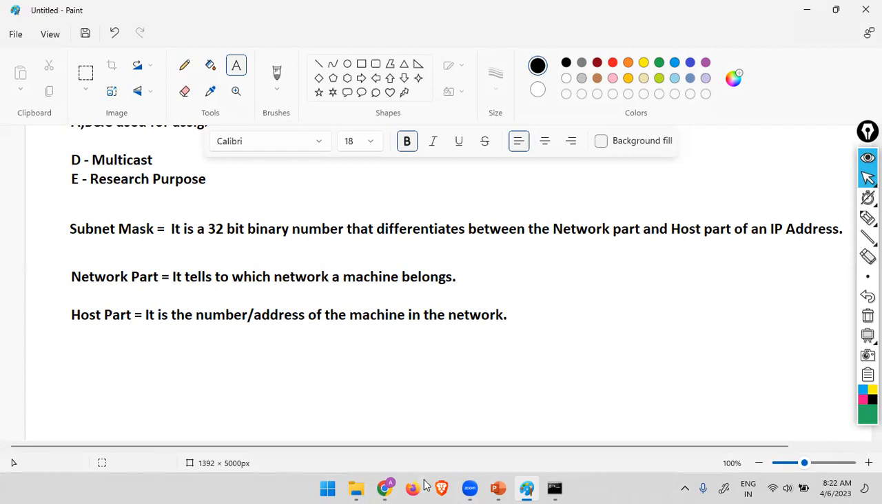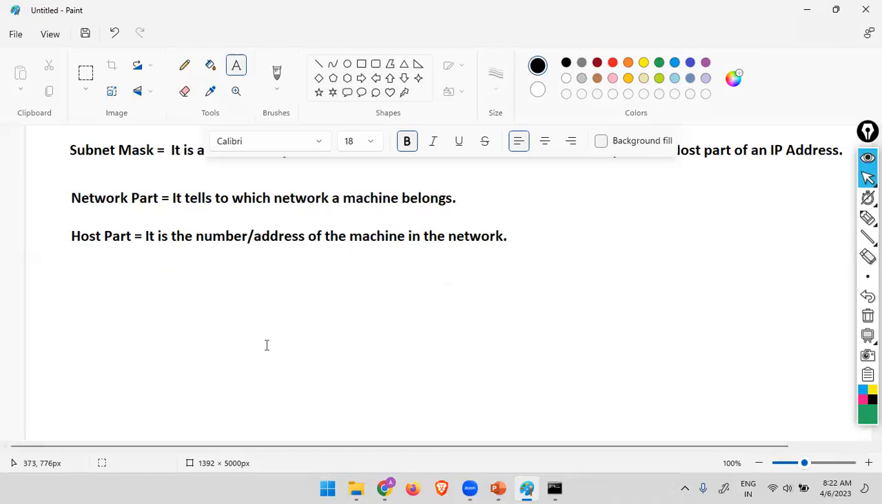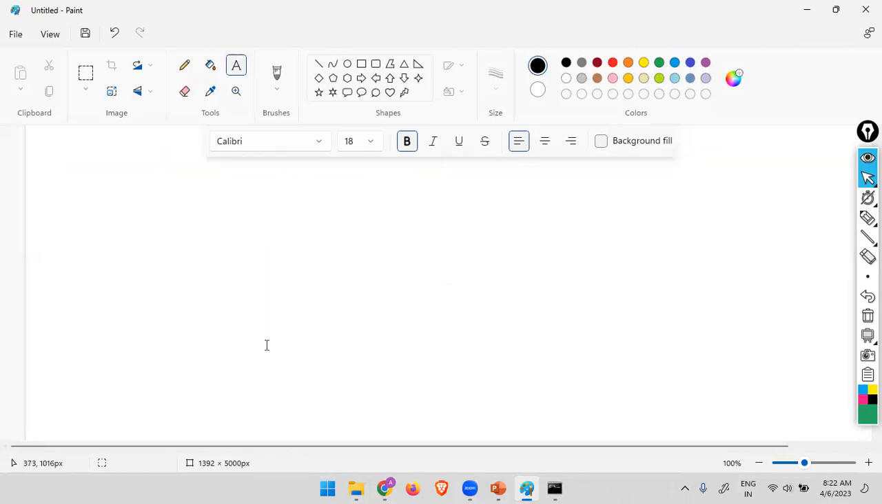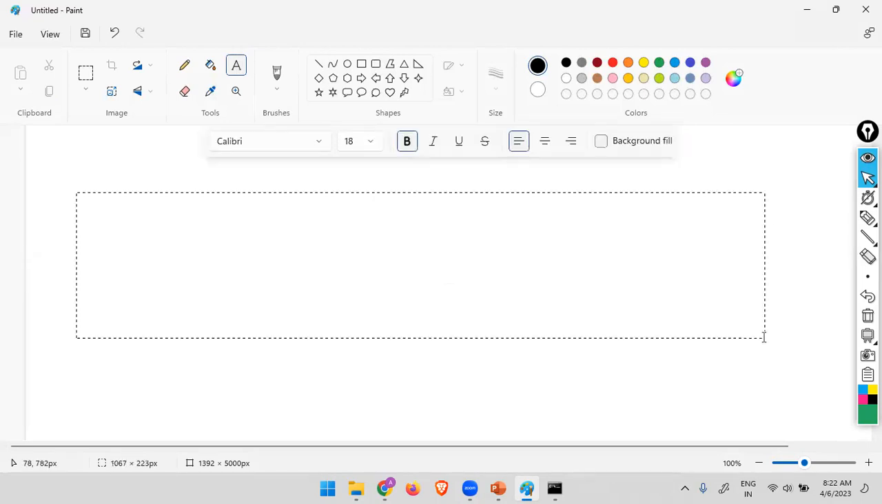Okay. Now, how does your subnet mask differentiate or decide which part is the network and which part is the host? We have seen the classes, the three classes A, B, and C, that we use for assignment purposes. With each and every class, a default subnet mask value has been decided. So what are those default subnet mask values?